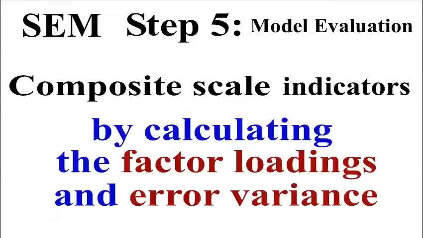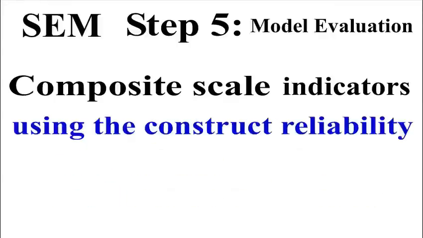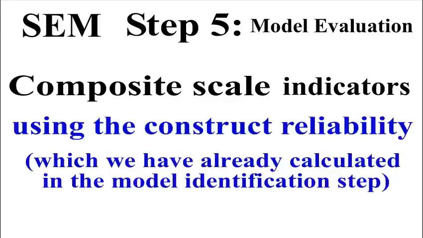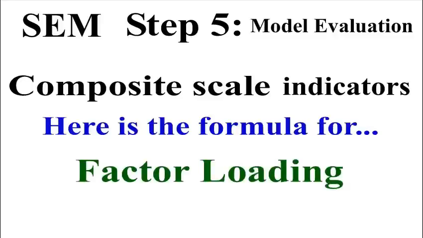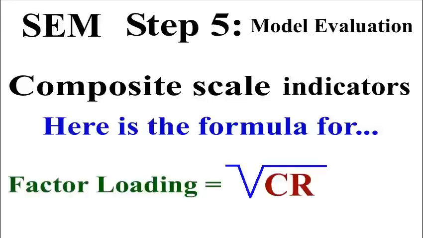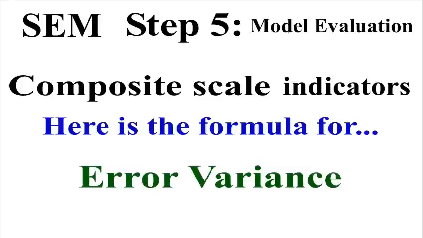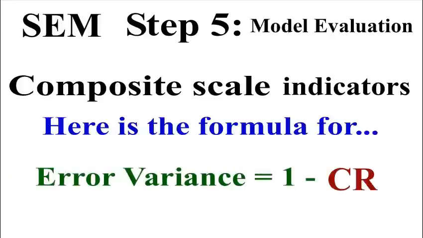and the error variance of the composite scale model. We're going to use the CR, which we've already calculated from the model identification step. We're going to use those values and put them into this formula. To calculate the factor loading, we just take the square root of whatever the CR was for each construct. Pretty easy. Error variance is just as easy: we simply subtract the CR from 1.